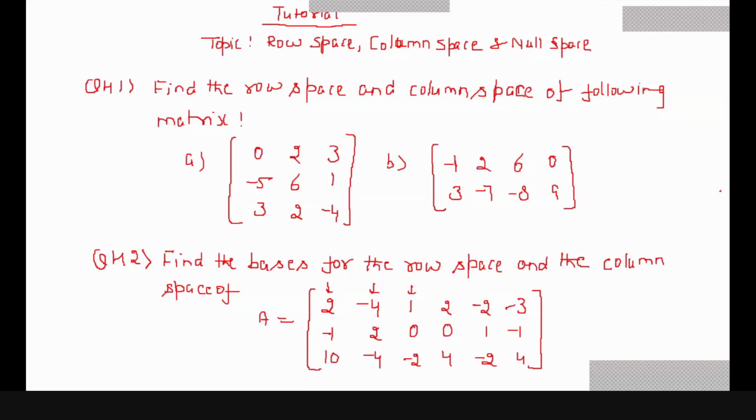The matrix A: the first row is 2, minus 4, 1, 2, minus 2, minus 3. Second row is minus 1, 2, 0, 0, 1, minus 1. Third row is 10, minus 4, minus 2, 4, minus 2, 4. Okay, got it? I will repeat again. In the second question, the matrix A has first row 2, minus 4, 1, 2, minus 2, minus 3. Second row is minus 1, 2, 0, 0, 1, minus 1. Third row is 10, minus 4, minus 2, 4, minus 2, 4.